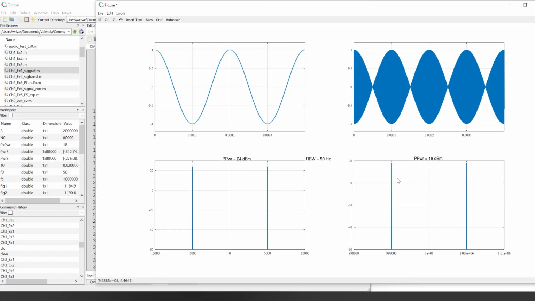Again, confirming what the theory says, that it should be half, right? Notice no carrier. There's no signal here at the carrier, which is at 1 megahertz or 1E6. Okay, so let me go ahead and pause here and go back to the slides.